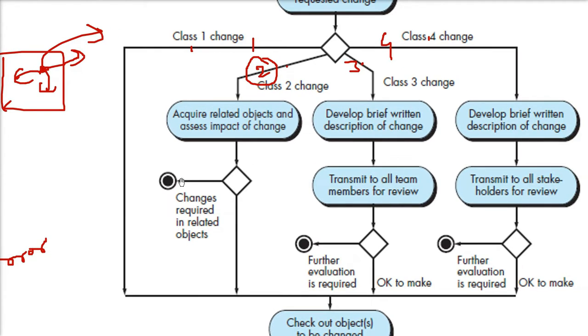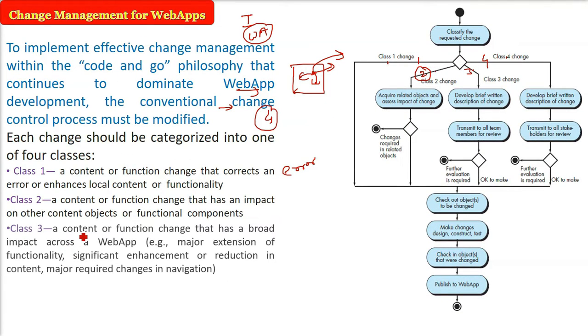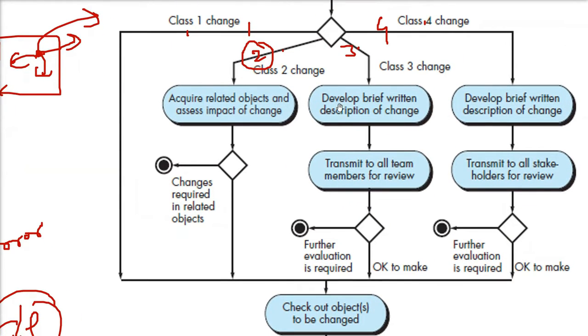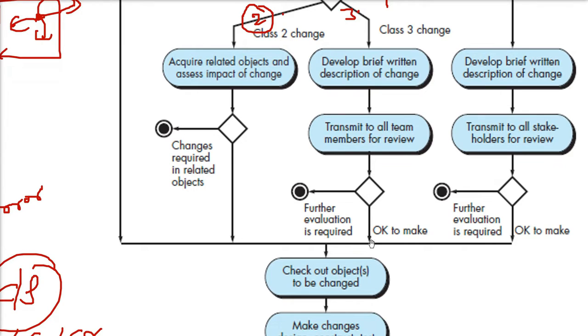Now coming to the class 3 change. This is all about content and function changes that have a broad impact on the web app. That is, you are extending the functionality, you are doing a significant enhancement, or you are reducing the content, or even changing the navigation scenario. Major changes in the navigation are required. So here in class 3, you need to develop a very brief written description of the change and distribute it to all the team members for review. If it is okay, you go ahead, or if it needs further evaluation, we go for that. This is the class 3 kind of change.